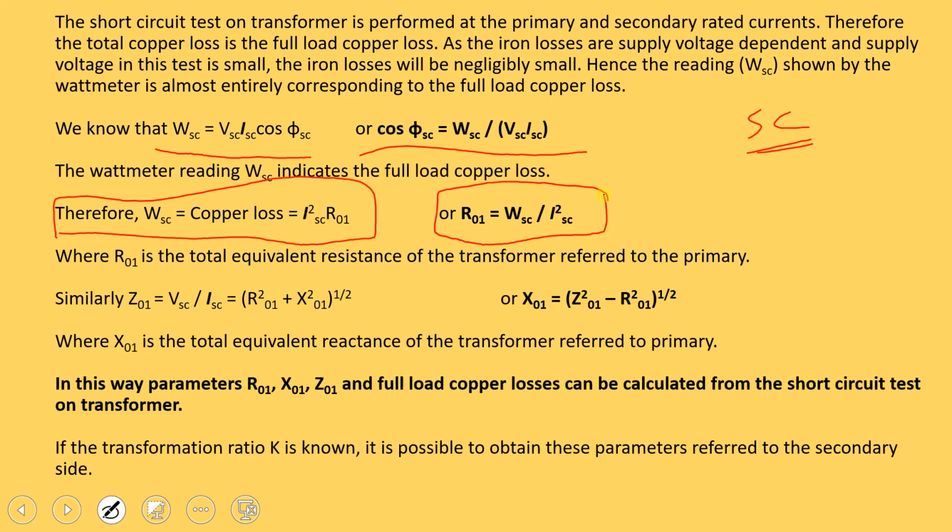R01 equals WSC upon I square SC, and similarly we find X01. The 01 is for the approximate equivalent circuit, as I told you previously. Here we are finding the values of the approximate circuit. So this is how we find these three values: R01, X01 and Z01, and full load copper losses can be calculated from the short circuit test on the transformer.